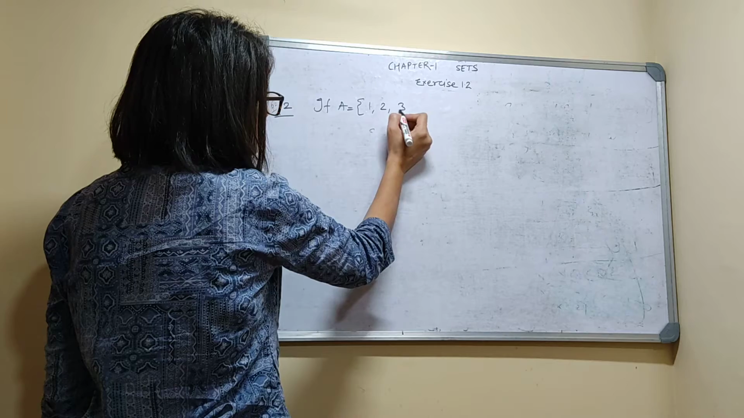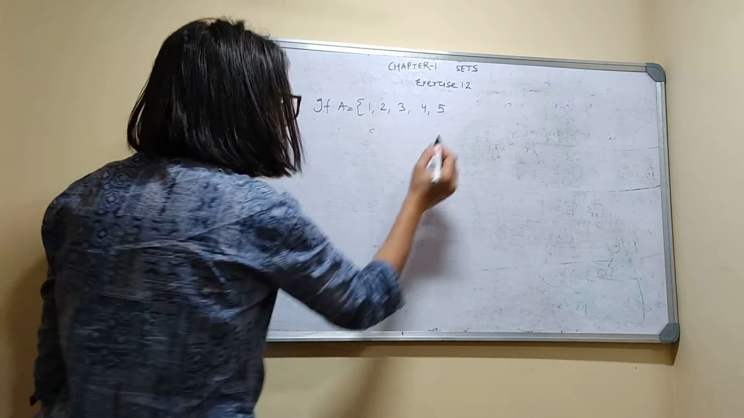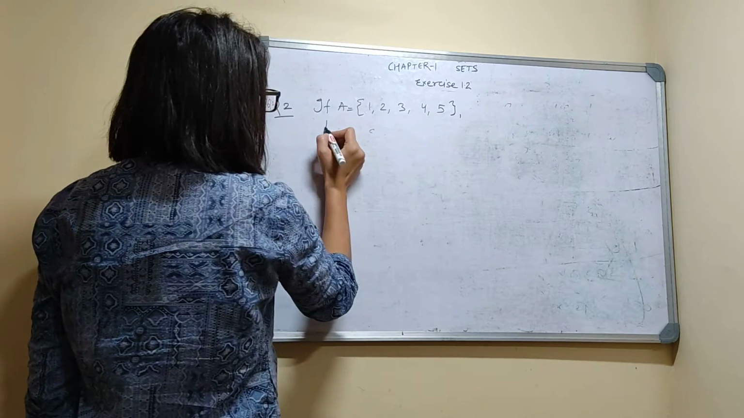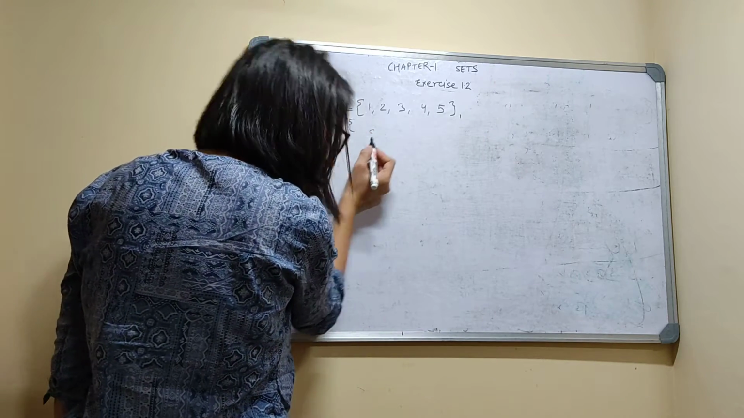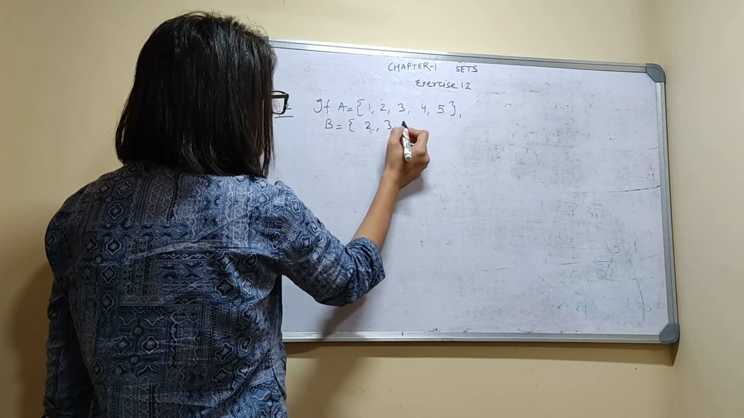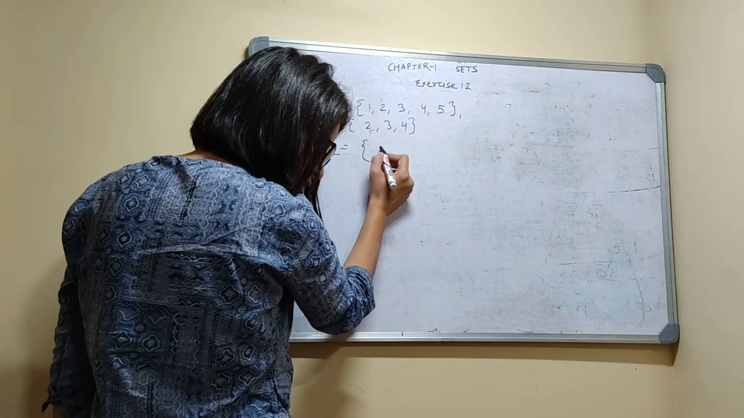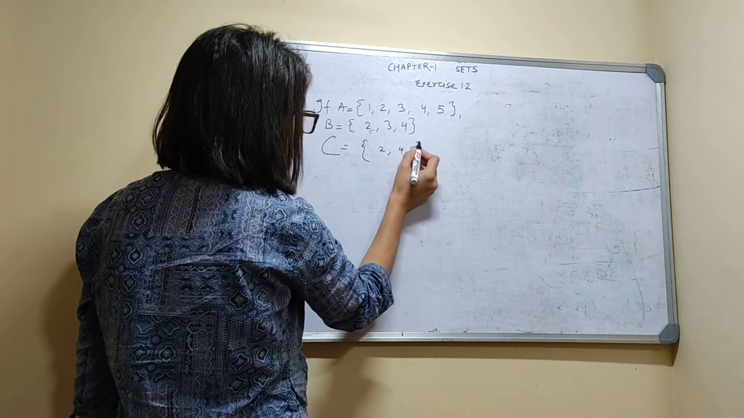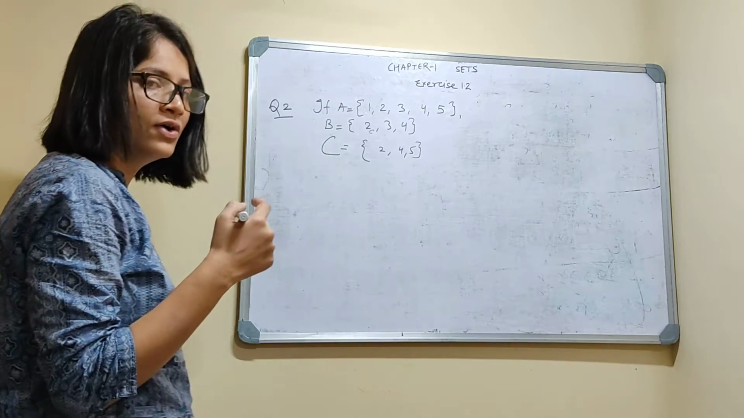Set A is equal to {1, 2, 3, 4, 5}, set B is equal to {2, 3, 4}, and set C is equal to {2, 4, 5}. State whether the following statements are true or false.